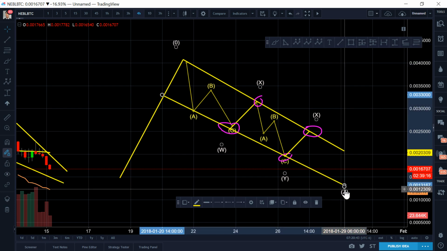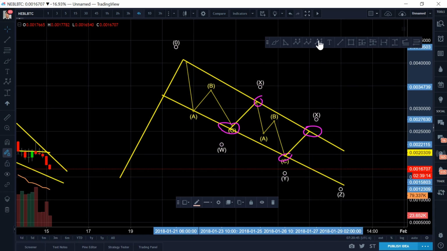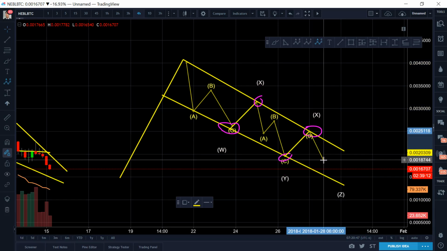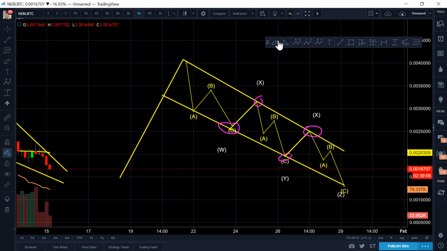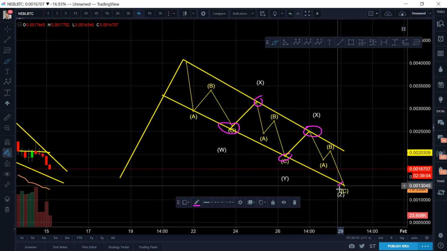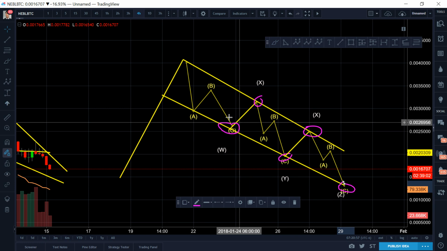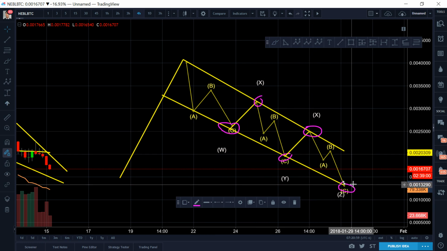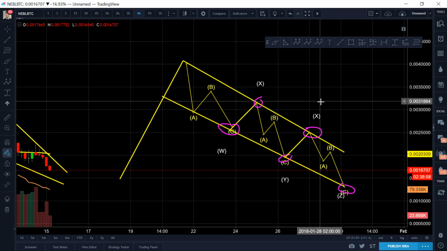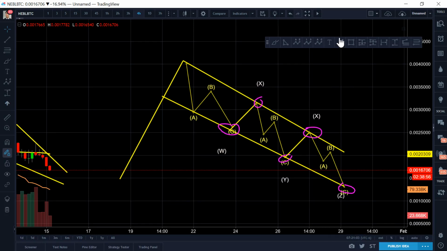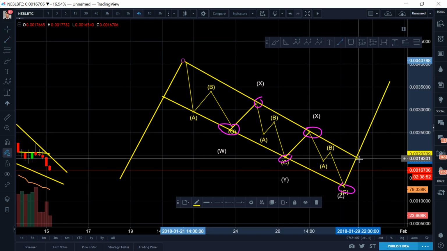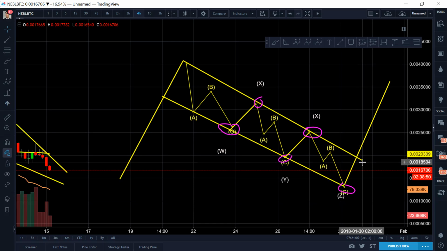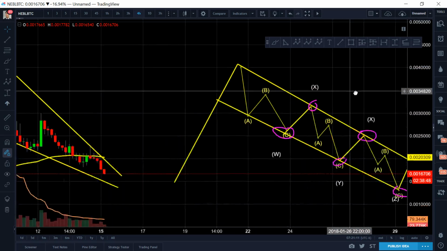And this is how we get W, X, Y, Z corrections, which can come in many different forms, or just W, X, Y. And then we now get another successful touch right here, which now makes 5 altogether. 1, 2, 3, 4, and 5. Now we officially attempt to break out, because the third attempt is always a successful one to break down when it's already on a downtrend.